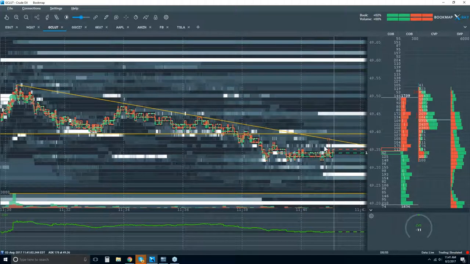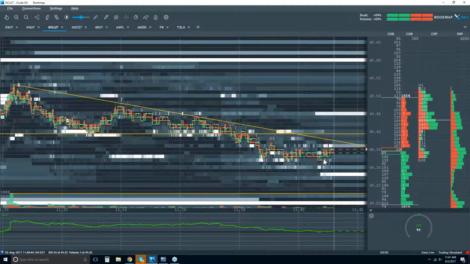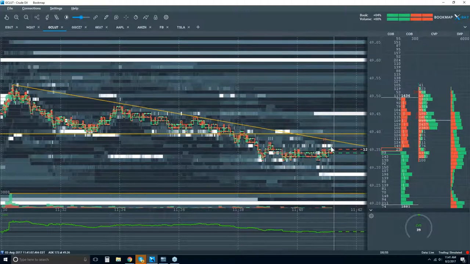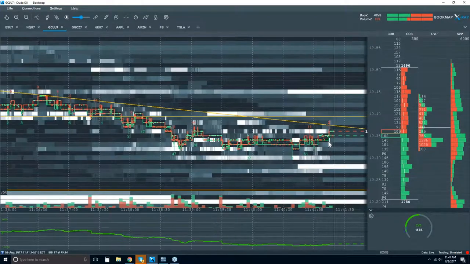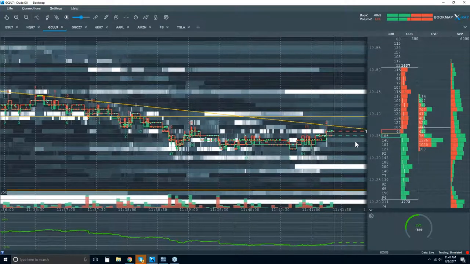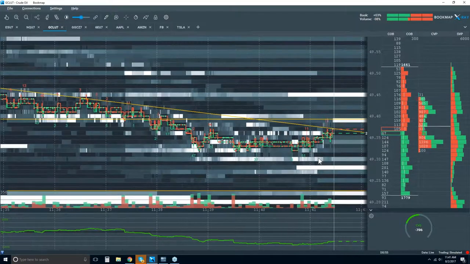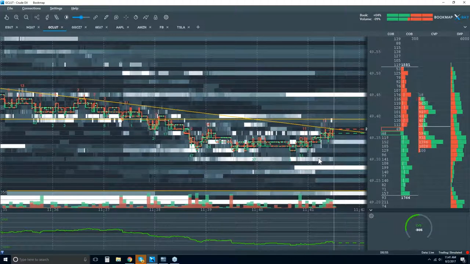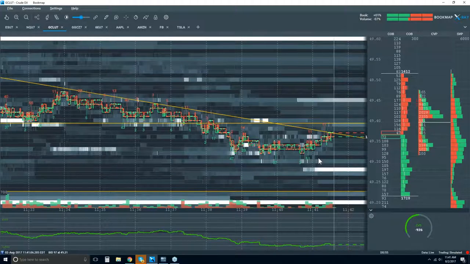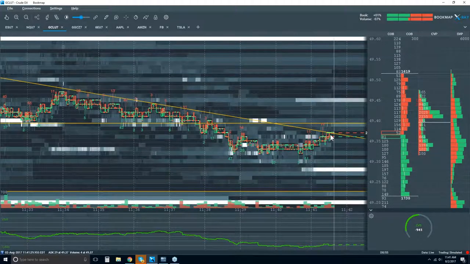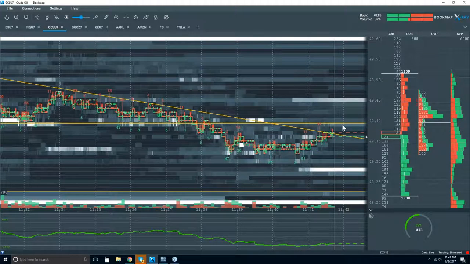Now we might see something happen here. Let's see if we get the skew. Liquidity is pulling here at 36. We're getting the skew, and let's see the aggressive buying. Let's see it, guys. Okay, testing our trend line. But it's still above here where I'm more interested.